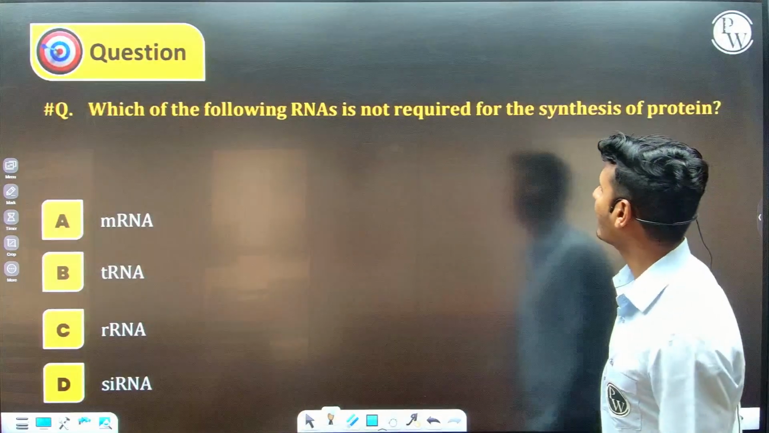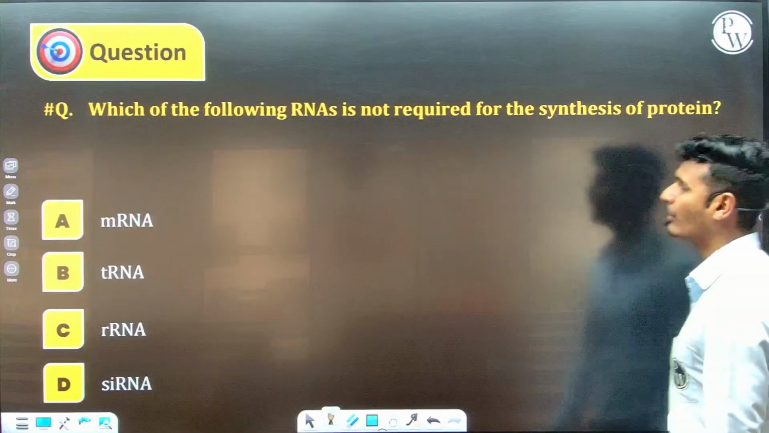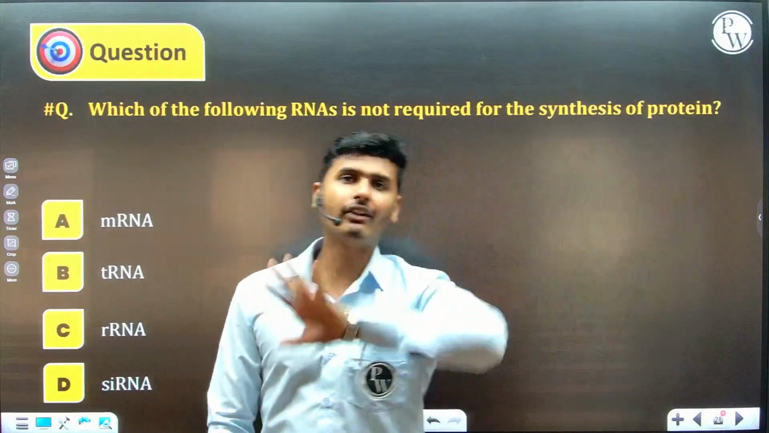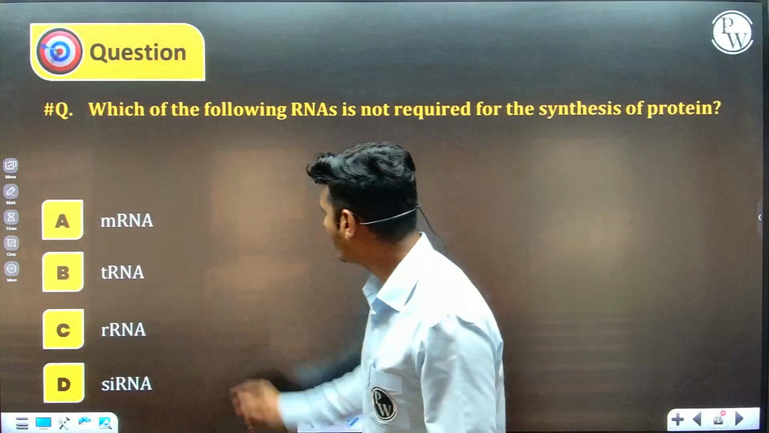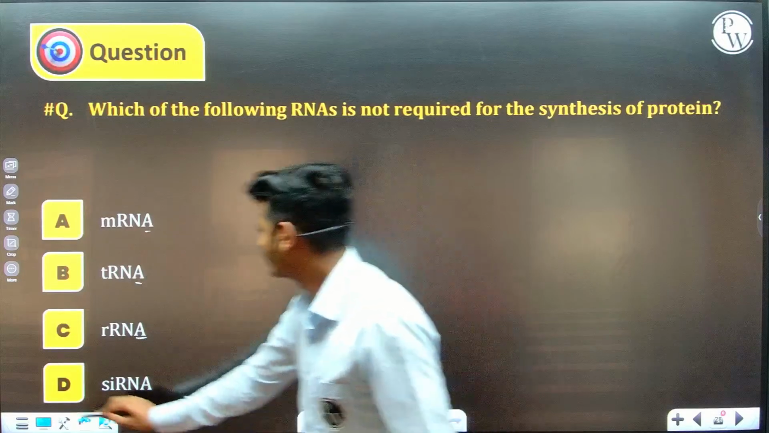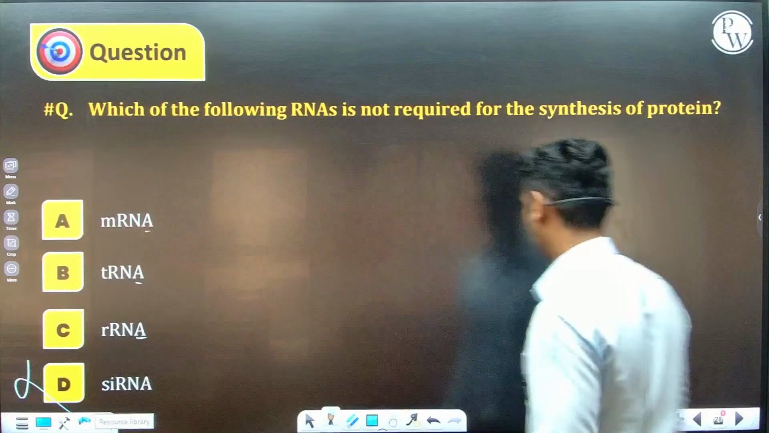Which of the following RNA is not required for the synthesis of protein? There are 3 RNAs, mRNA, rRNA, tRNA. All 3 are required for protein synthesis. So mRNA required, rRNA required, tRNA required. This RNA, siRNA, no.